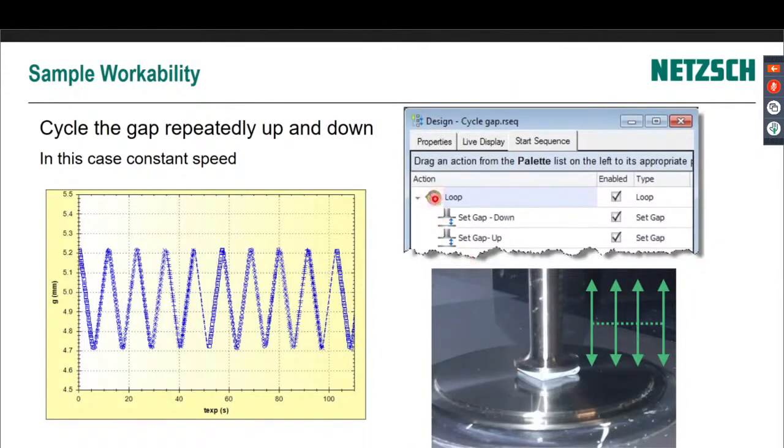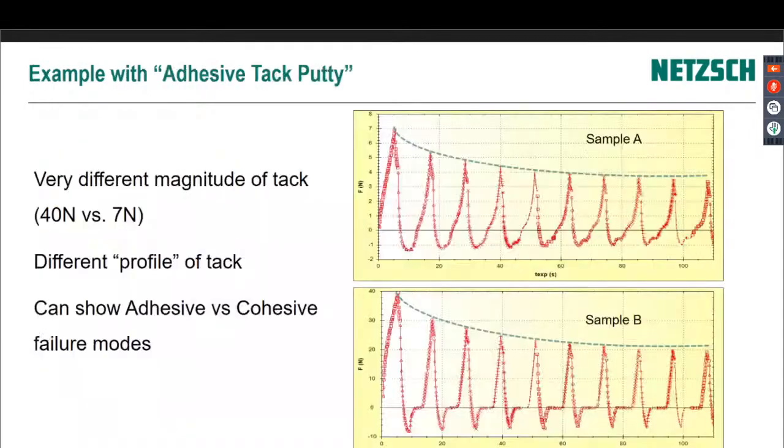So somebody here created a loop, and they said set the gap down and then move the gap up, and it's just moving down a certain amount and moving up a certain amount. So you can see it's going from 5.2 to 4.7 millimeters, and it's just going to repeat that because they put a loop on it. And so you can see it goes down, up, down, up, down, up, down, up. And you can see here they're using blue tack or sticky tack. This is kind of a poster sticking tape, I think, but you can also do it with foods, obviously.